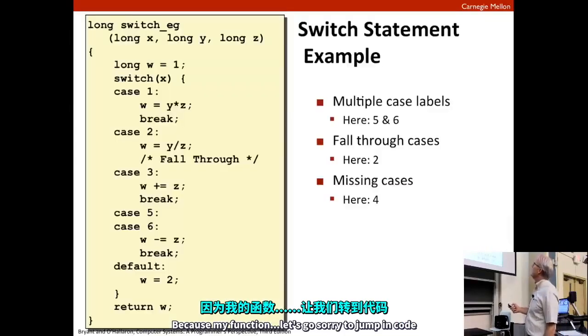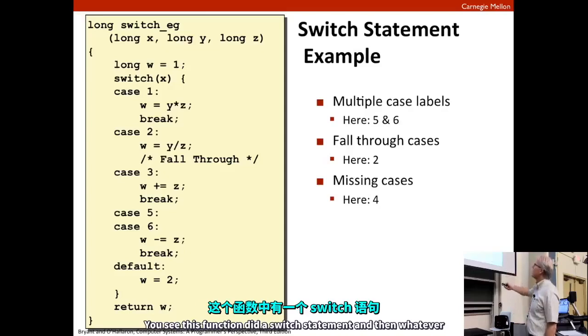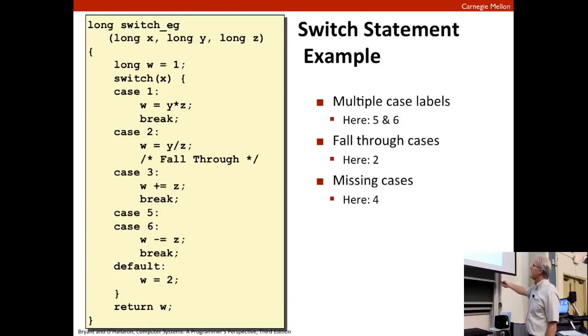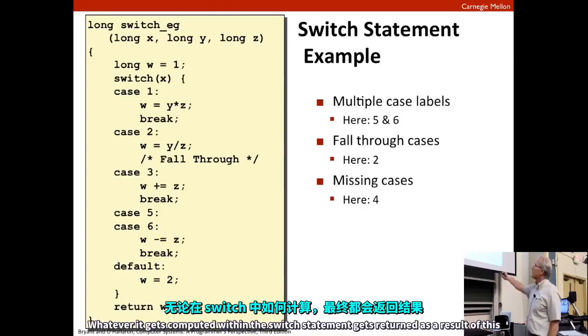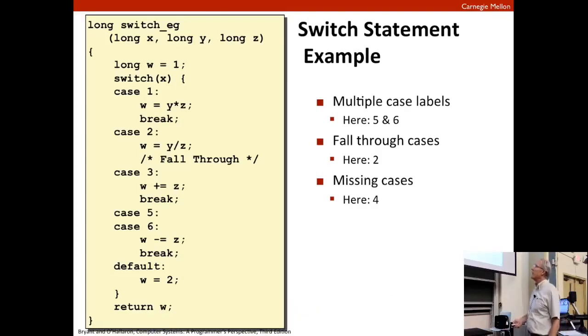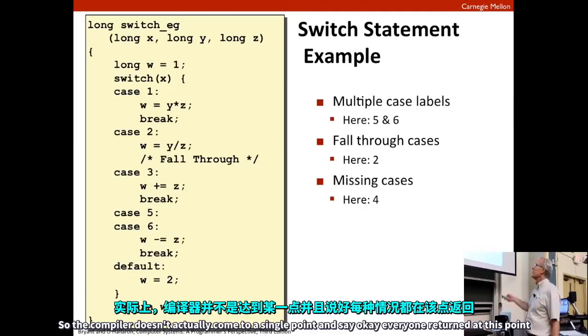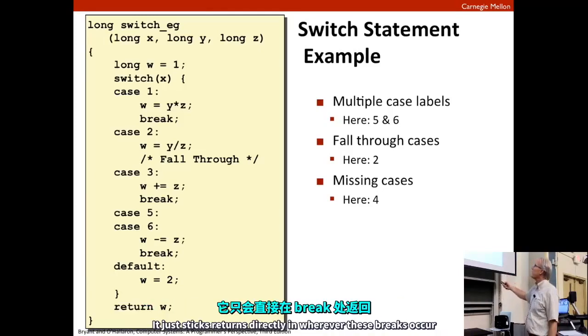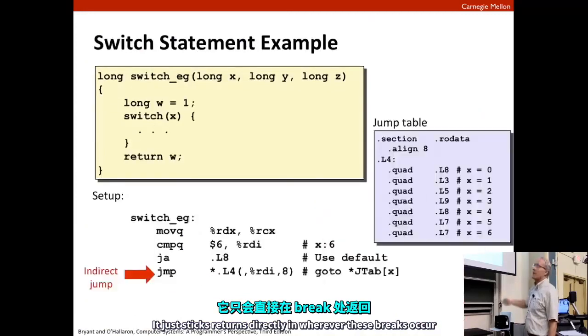Because my function, sorry to jump in code, you see this function did a switch statement, and then whatever gets computed within the switch statement gets returned as a result. So the compiler doesn't actually come to a single point and say, OK, everyone return at this point. It just sticks returns directly in wherever these breaks occur.